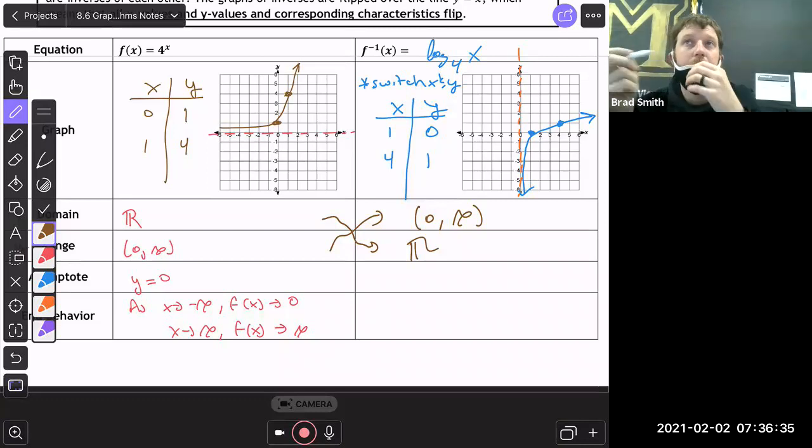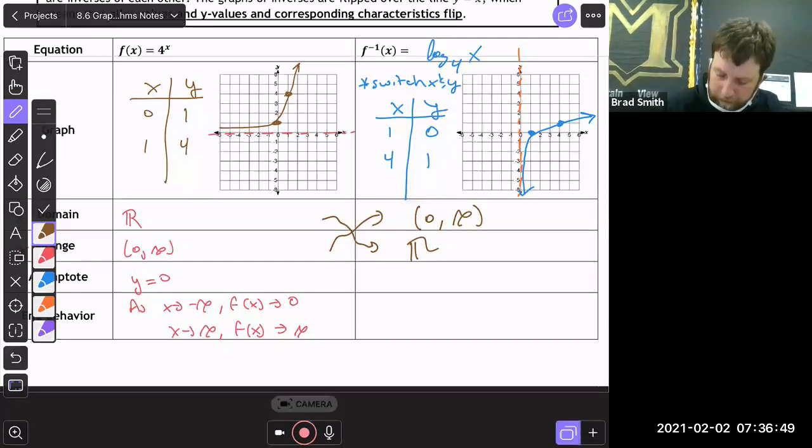So this one goes left to the asymptote, which is at zero, and stops. It goes right forever, so zero to infinity. My range goes down forever and up forever, so it is all real numbers. My asymptote, it's a vertical line. So instead of y equals zero, it's now x equals zero.